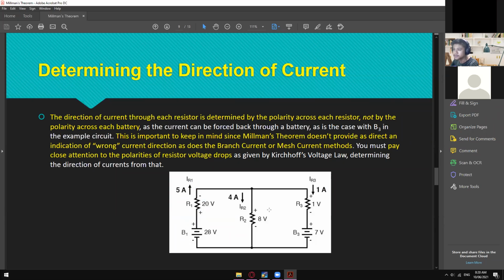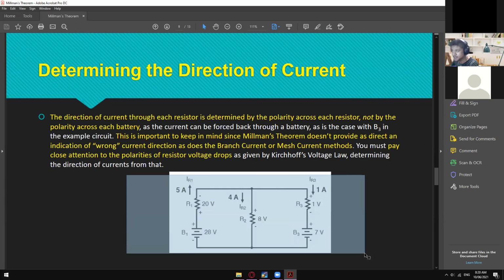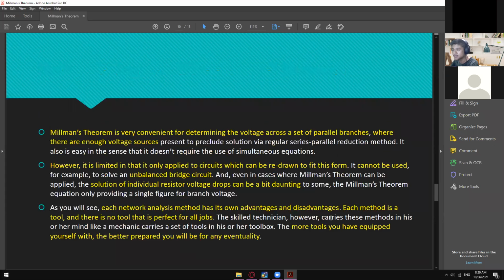All right, so yeah, that's it actually for Millman's theorem. And then here are now the conclusions or the review.